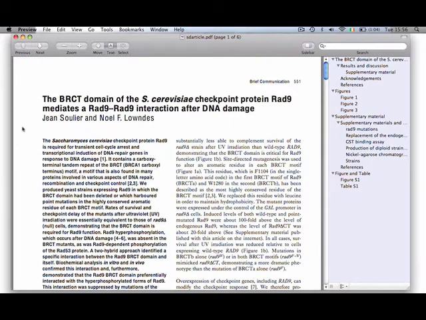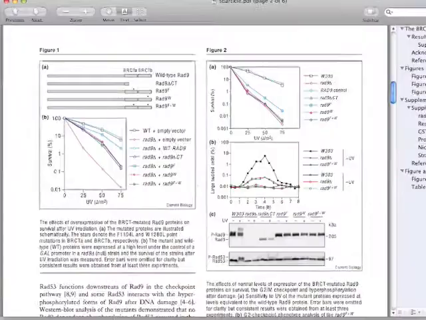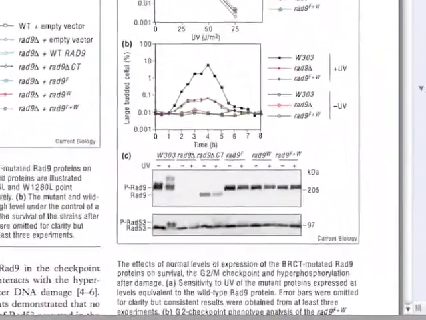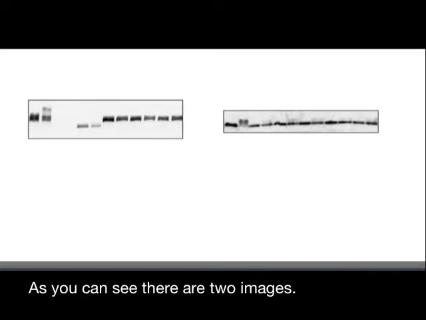Let's work through the process of labeling an actual Western blot. We'll use the image from figure 2C of the Soulier and Lowndes paper in Current Biology 1999 for this exercise. Let's look at the image components we have. As you can see, there are two images.